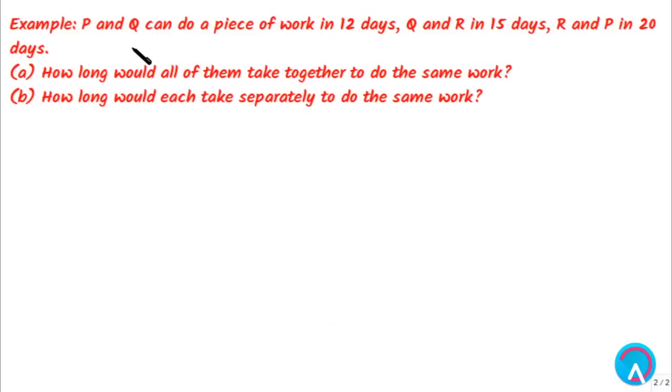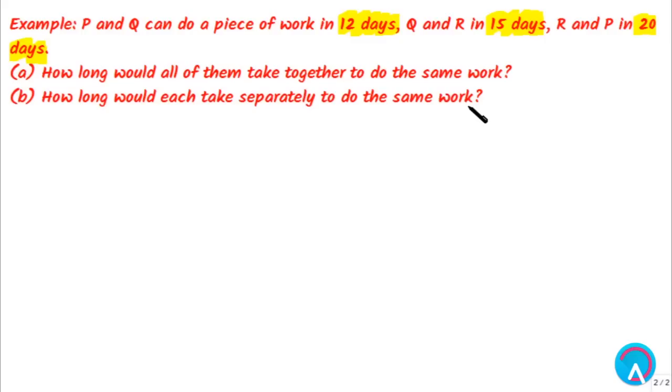Let's take one more interesting example. Here in this example it is given that P and Q can do a piece of work in 12 days. Q and R can do this piece of work in 15 days. R and P can do this piece of work in 20 days. What we have to find out here is how long would all of them take together to do the same work. And second, that is the B part, how long would each take separately to do the same piece of work.